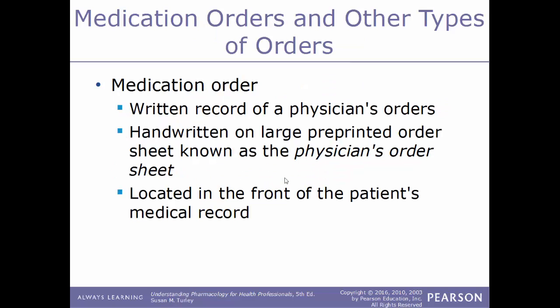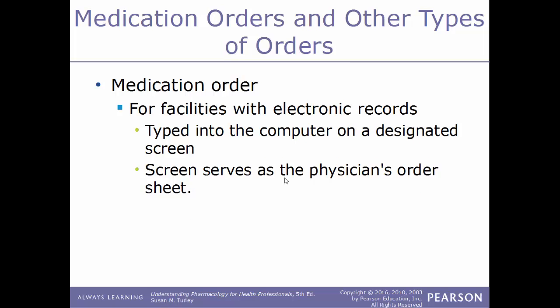All right, now we'll talk about medication orders and other types of orders. So we'll cover medication orders first. These are a written record of a physician's orders. These are handwritten on large pre-printed order sheets known as the physician's order sheet, and these are found in the front of the patient's medical record. Now, for clinics and hospitals that use electronic records, these will be typed into the computer on a designated screen, and the screen serves as the physician's order sheet.